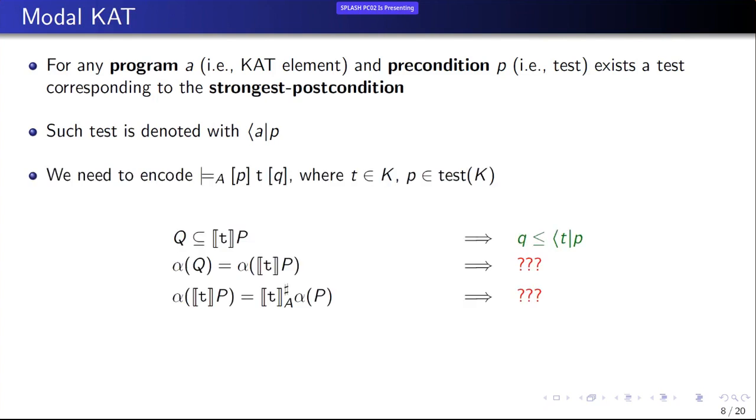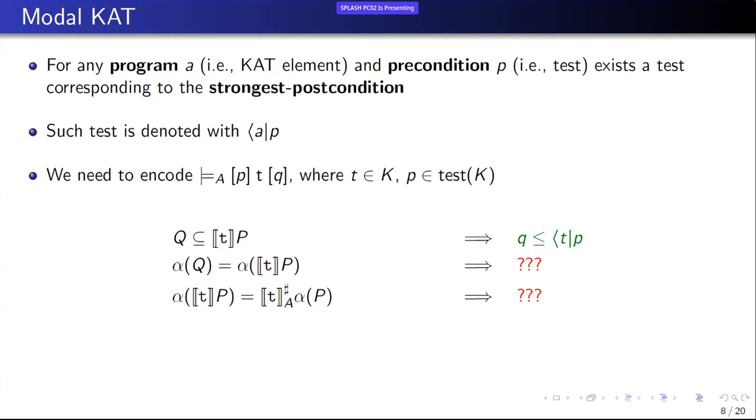And now we are back to the previous problem. So how can we encode those two free formulas, which are the semantic of the LCL triples in the set theoretic framework, using KAT formulas? So the first one is easy because it only represents the inclusion. So we say that the postcondition is an under-approximation of the semantic, and we can do that using the KAT because we have the strongest postcondition, which is represented as the backward diamond. The precondition and the postcondition are represented with tests.